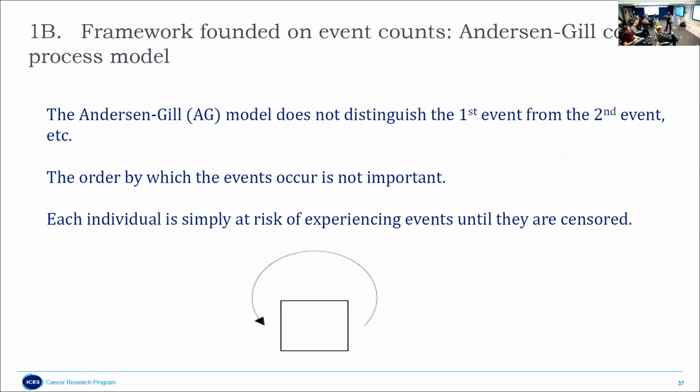Okay, so we talked about the non-parametric approach. And now this is the next approach, which is the Anderson-Gill approach. The Anderson-Gill approach actually doesn't distinguish the first event from the second event. It doesn't care about the ordering of events. Is the second ED visit more important than the first? That's questionable. Maybe it is for some, maybe it's not in another context, but that's what this model does. It doesn't distinguish the first from the second. There's no ordering in mind. So basically, individuals are simply at risk of experiencing the event until they're censored or until the study ends.